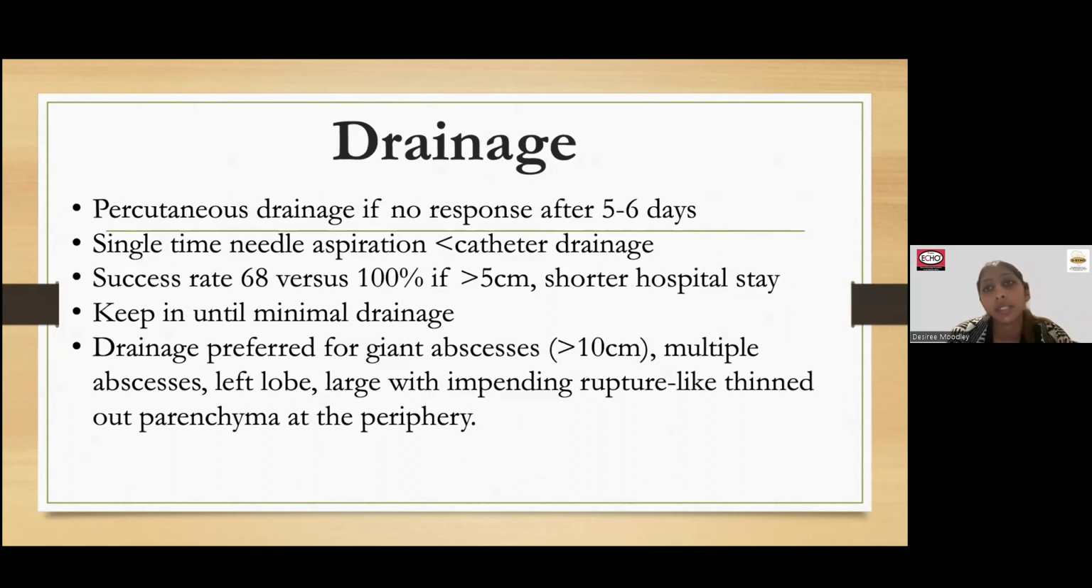There's 2 types. You can do a single time needle aspiration and then a catheter drainage. But the catheter drainage has a much higher success rate, at 100% versus 68% if the abscess is more than 5 centimeters. And it's also associated with a shorter hospital stay. So you keep it in until there's minimum drainage. You'd also prefer drainage if the abscess is a giant abscess, so that's more than 10 centimeters, or if you've got multiple, if they're in the left lobe, or you can see that there's impending rupture. So the wall is very, very thin and it's at the periphery.